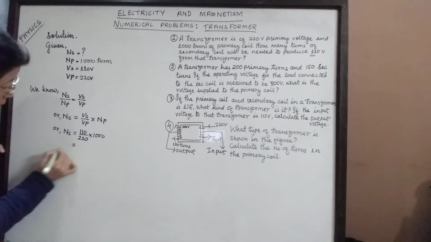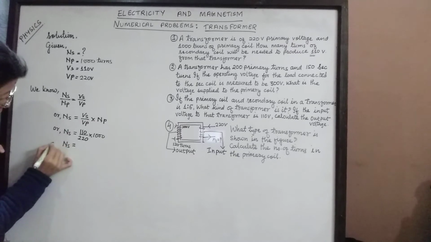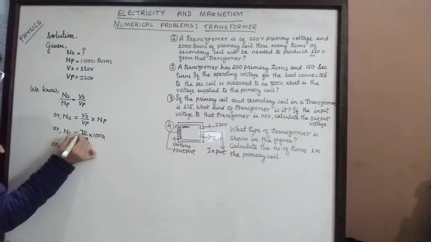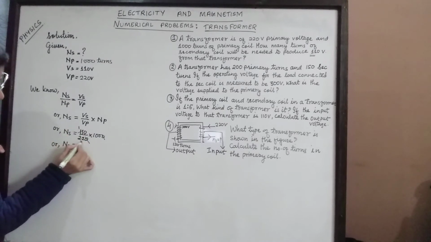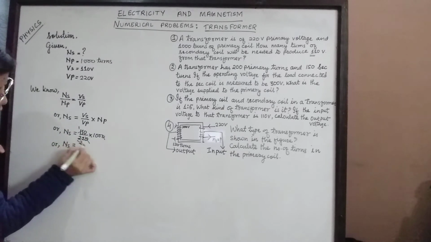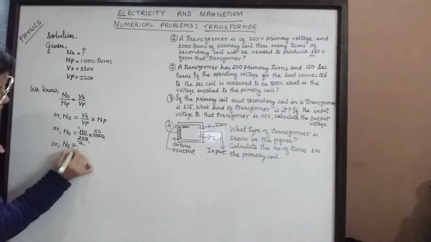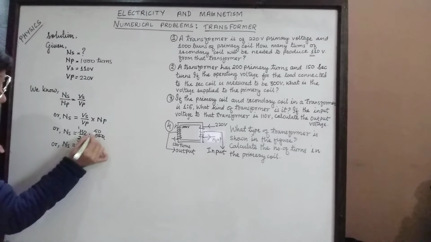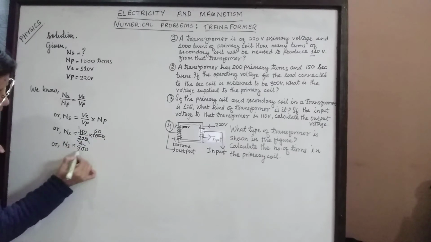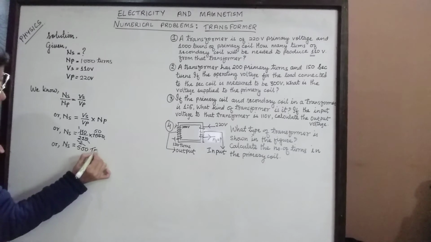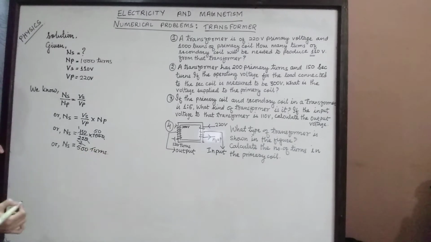Yes, now do calculation. 0 0 cancel out, 11 1s are 11, 11 2s are 22. 2 5s are 10, 0 and 0, 500. 50 into 10, 500. So number of turns in the secondary coil is 500. So this is your answer.